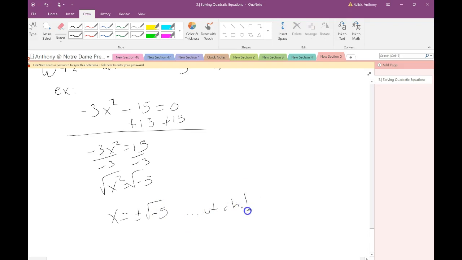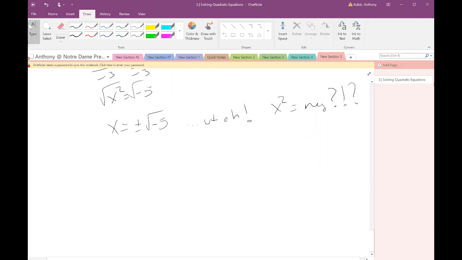Does anybody see a problem here? How in the world are we getting a square root? How can we square root a negative number? How can I take something squared and get something negative? That doesn't seem like it makes sense. Well, here's the thing. We're going to make it make sense. And you're like, whoa, hold on here, Mr. Gulick. Make it make sense?